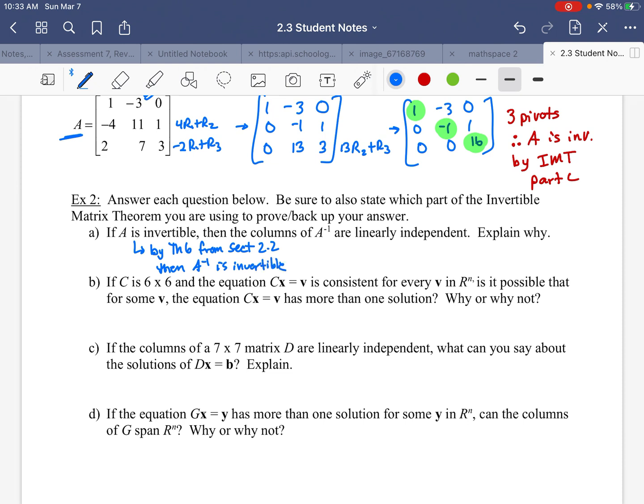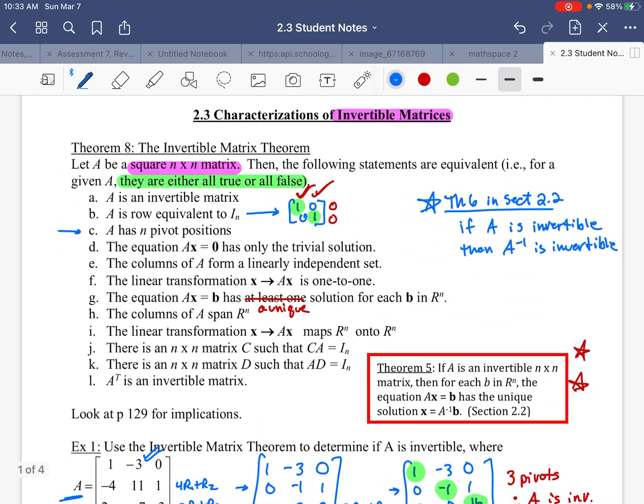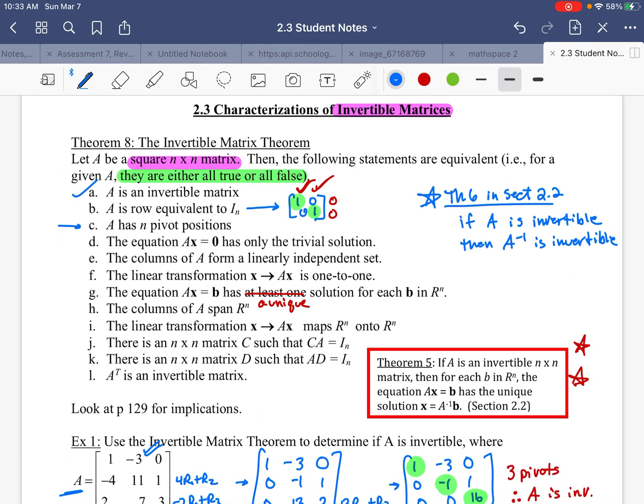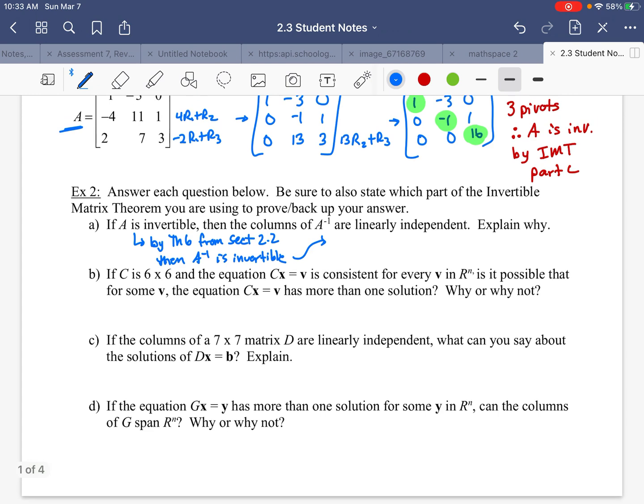Basically, it goes back to A. All right, so once we know it's invertible, then I know I can use anything on my list up above. Once I know something's invertible, I have everything, right? And so I can go ahead and ask, what do they want me to prove? That the columns are linearly independent. So I basically have part E.